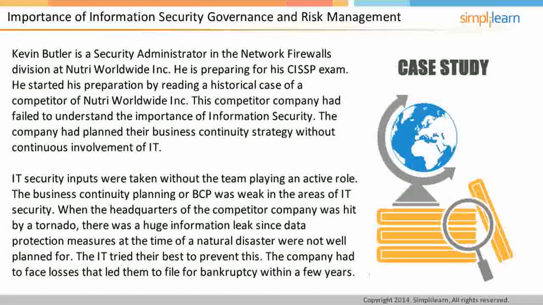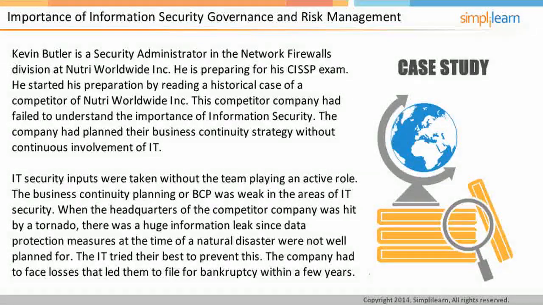The company had planned their business continuity strategy without continuous involvement of IT. Only the IT security inputs were taken, without the team playing an active role. The business continuity planning, or BCP, was weak in the areas of IT security. When the headquarters was hit by a tornado, there was a huge information leak since data protection measures at the time of a natural disaster were not well planned for. The IT tried their best to prevent this. The company had to face losses that led them to filing for bankruptcy within a few years.